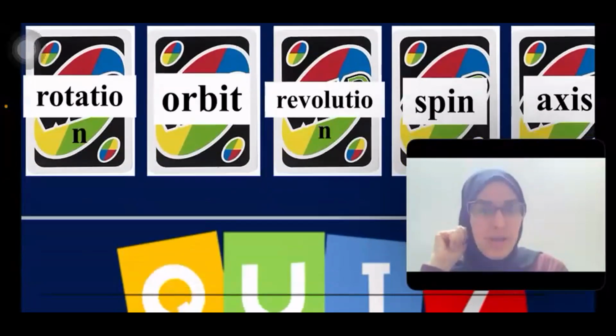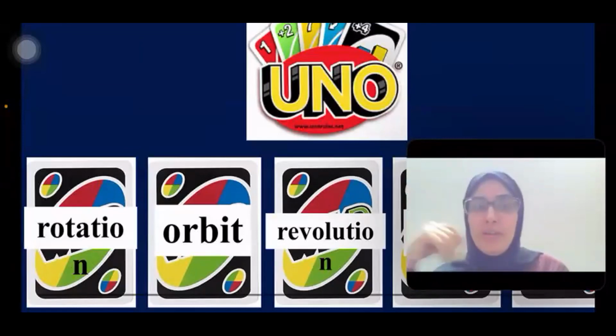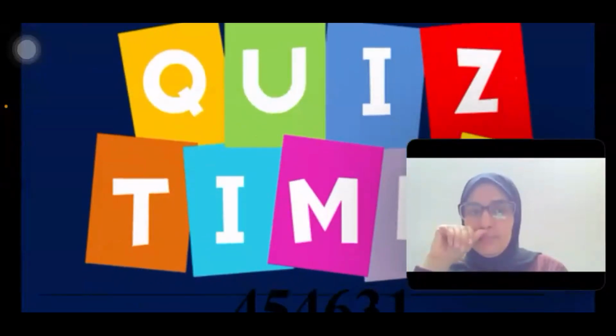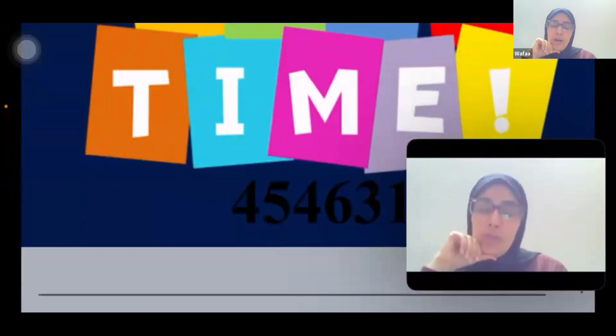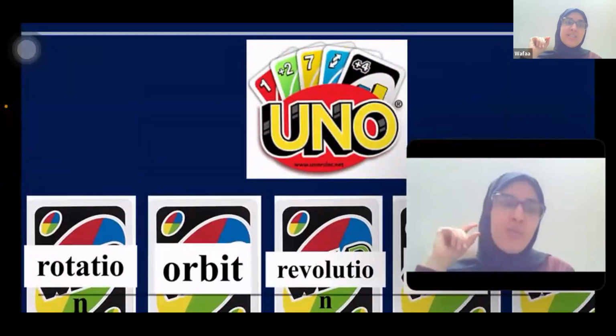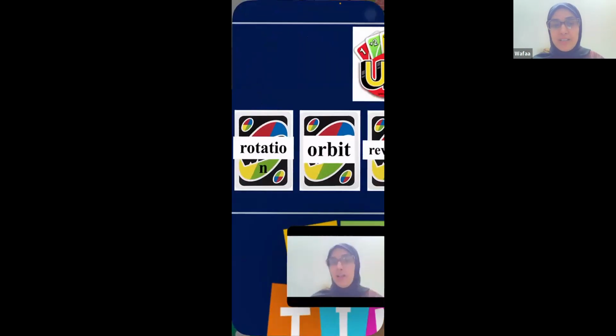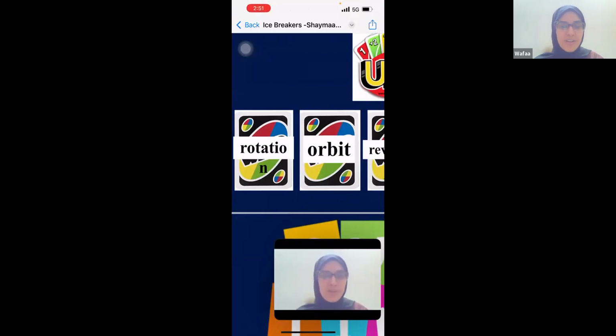Yes, something like this. And as I told you, you can use it for anything. Yes, Uno game. You can play this Uno game, hide some pictures behind the cards, and they have to know what's hidden behind these cards. Also, you can play quiz games online. Also, you have Quizlet and Bamboozle. A lot of things. Thank you very much, Yemishima, for sharing.